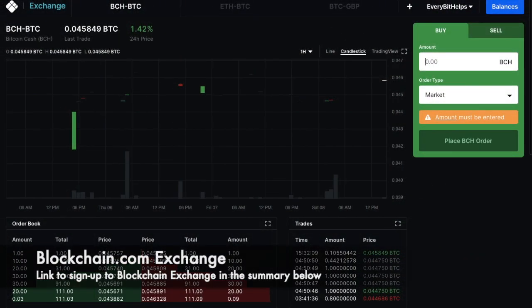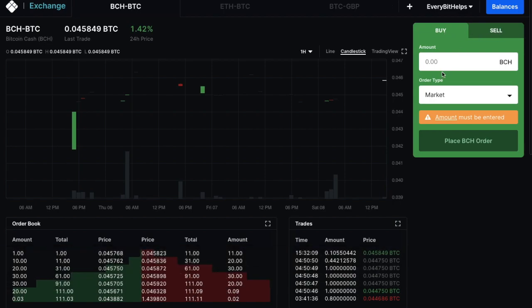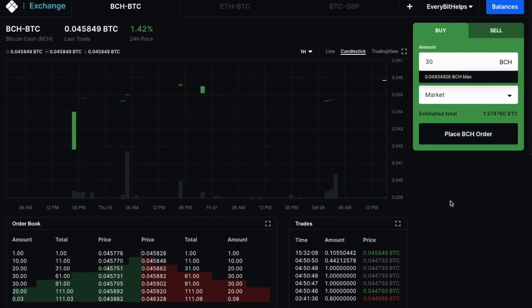So just over on the Blockchain exchange, as you can see in the right-hand side here, you have your buy or your sell option. Then under your order type, you can select from market or limit order. So exactly the same terminology using that market order. And then all you would need to do is type in the amount that you would like to purchase and then simply click onto Place Order.